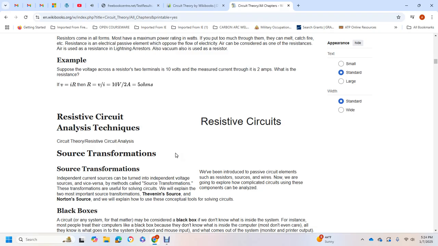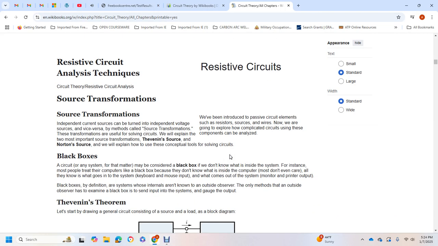Resistive circuits. Now that you have been introduced to passive circuit elements such as resistors, sources and wires, we are going to explore how complicated circuits can be analyzed. Black boxes. A circuit, or any other system for that matter, may be considered a black box if you don't know what's inside the system. For instance, most people consider a computer a black box because they don't know what's inside, and most of them don't even care. All they know is that input goes into the system, such as keyboard and mouse, and output comes out, such as the monitor and printout.